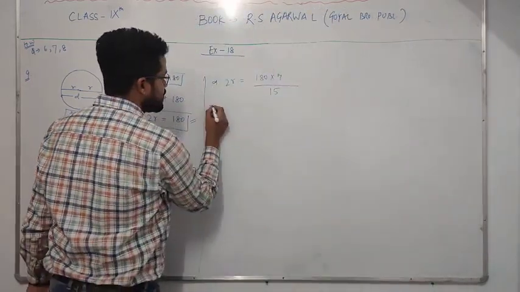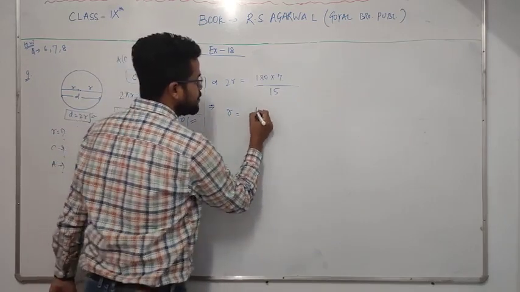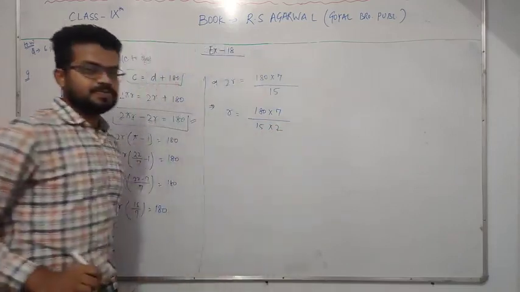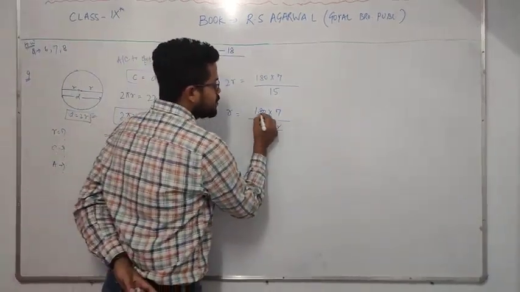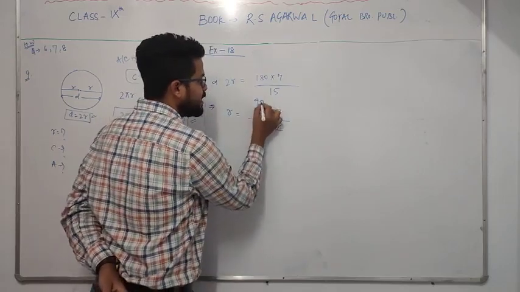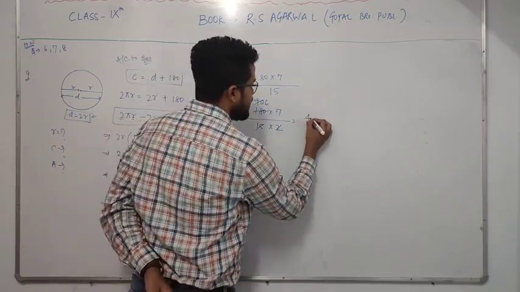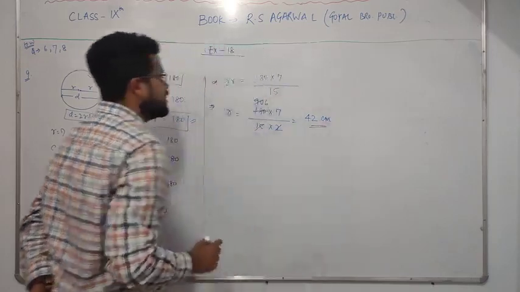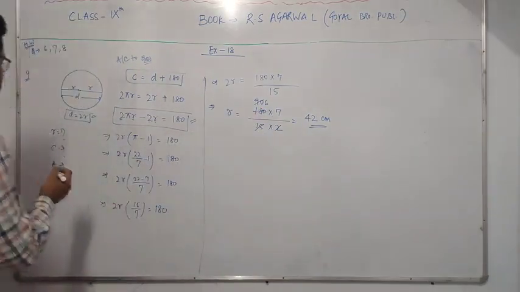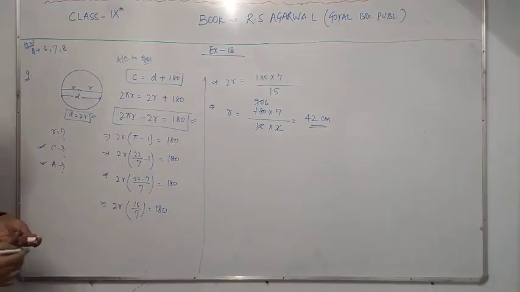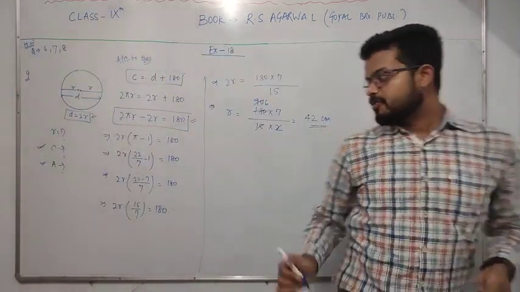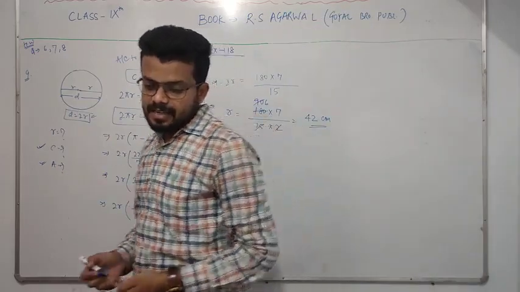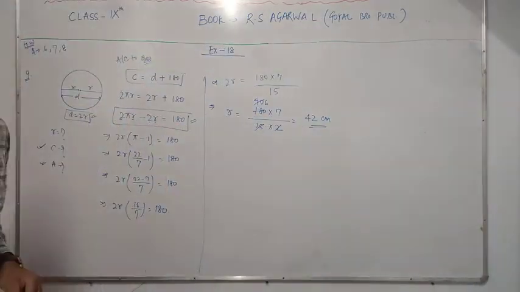In the next step, r is equal to 180 into 7 upon 15 into 2. Cancel: 2 into 90, 15 into 6 is 90. So this is 7 into 6, 42 centimeter. Radius is 42. Now you can easily calculate the circumference and area. Circumference is 2 pi r and area is pi r square. This is question number 9.